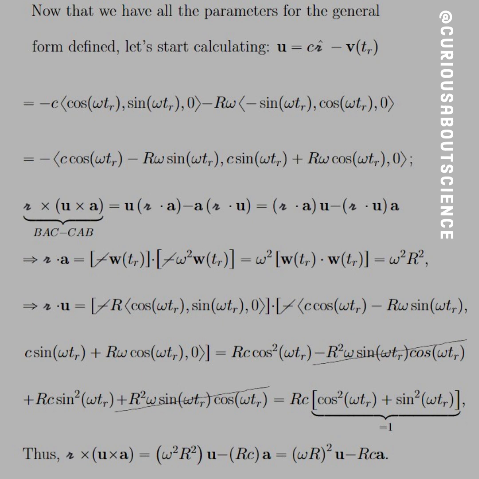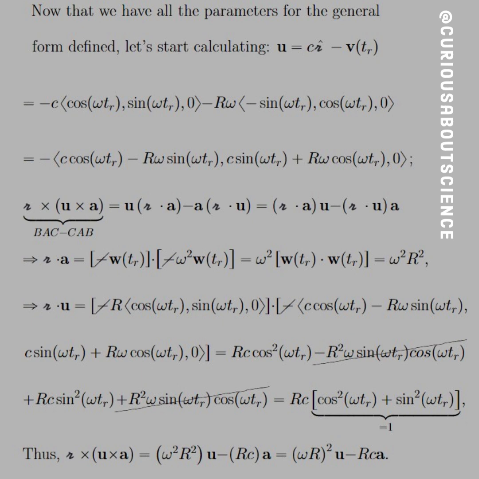The reason why is because now we have script r cross u cross a. Again, this is a triple cross product, or a double cross product, or so a triple product. We could use the BAC-CAB rule, so it turns our cross products into dot products. That being said, let's use them accordingly.